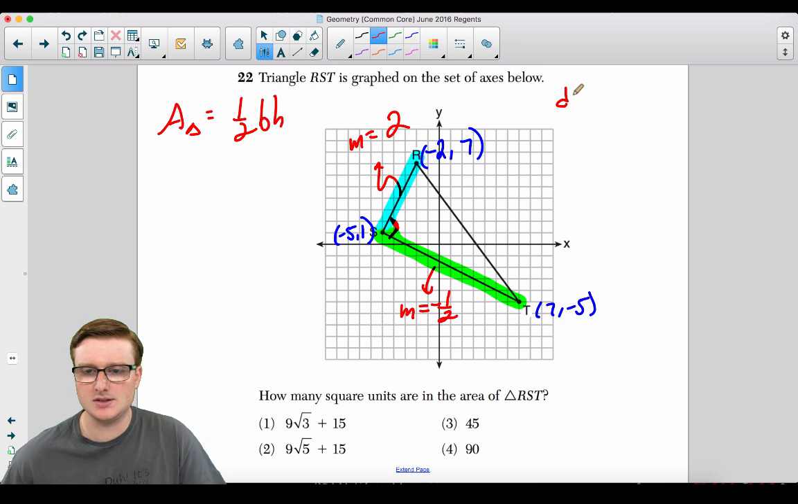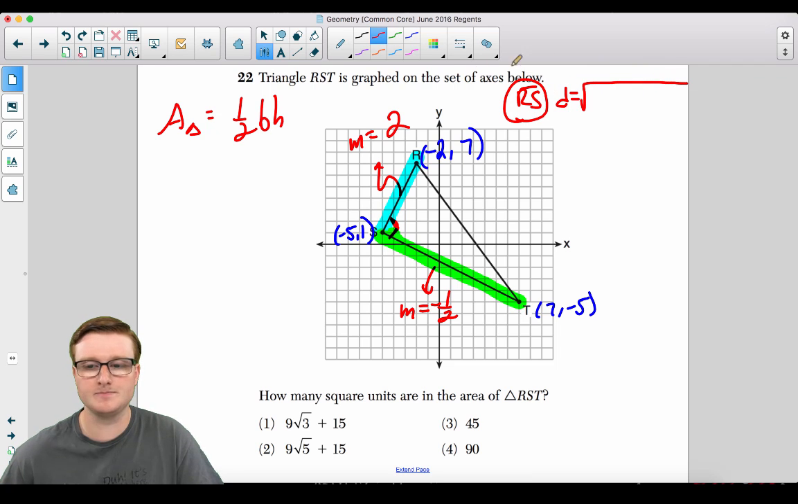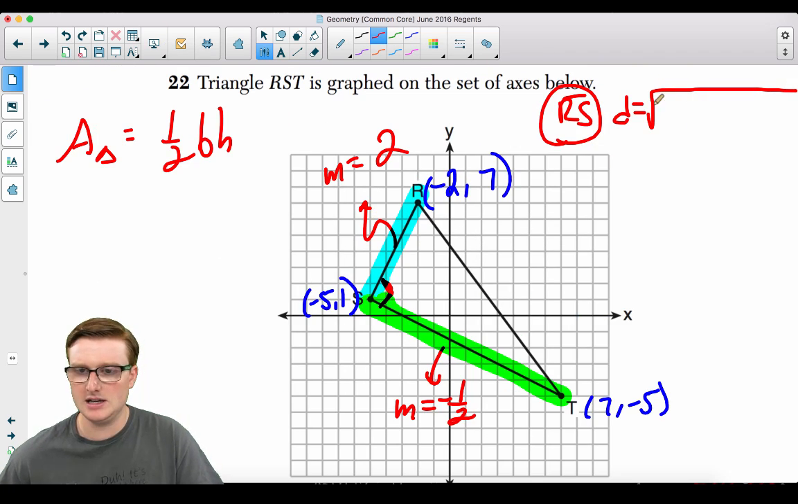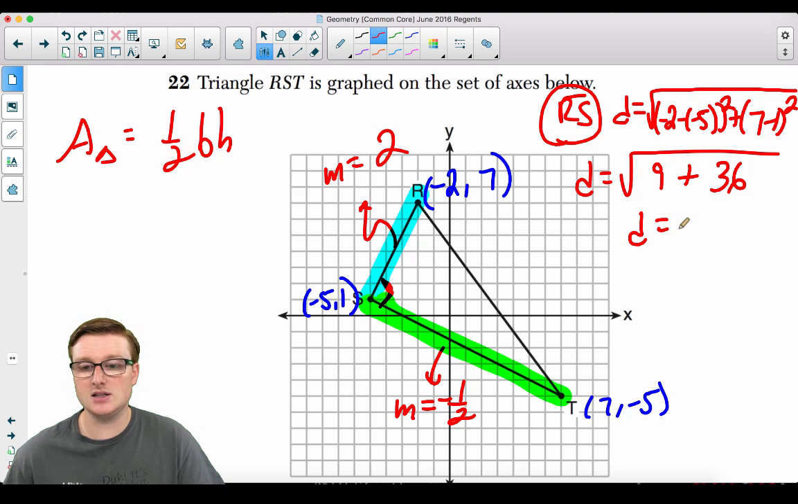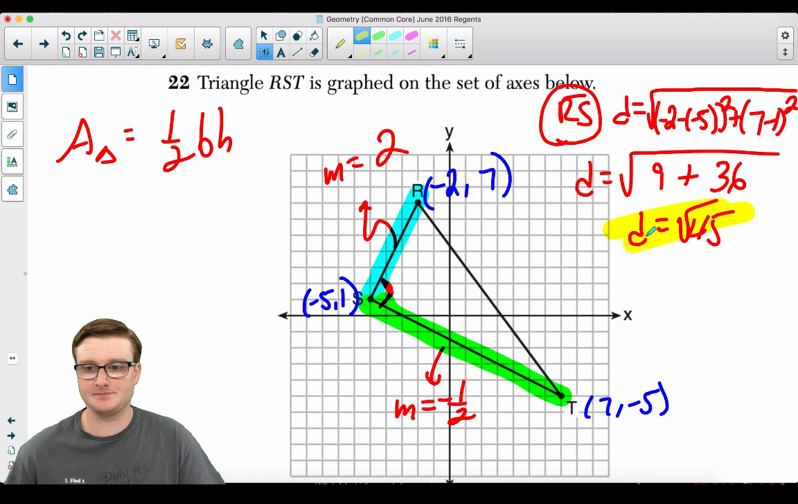So the distance of RS, I'm going to do RS first. So the distance of RS is equal to the square root, let me zoom in here, of -2 minus -5 squared plus 7 minus 1 squared. So the distance is equal to the square root, -2 plus 5, that's positive 3. 3 squared is 9. 7 minus 1 is 6. 6 squared is 36. So the distance of RS is radical 45. We need to use that information later.